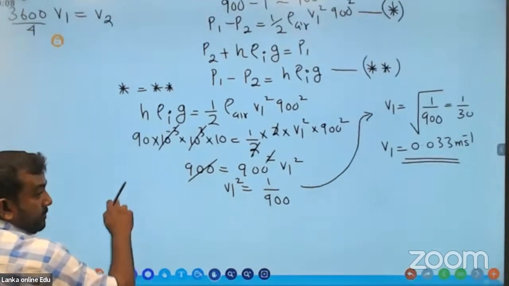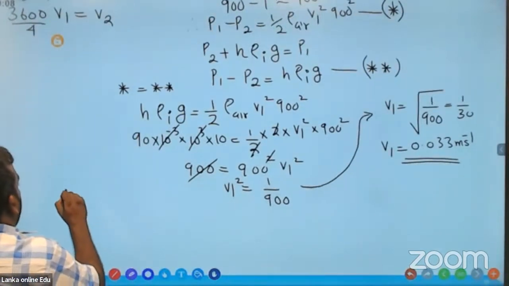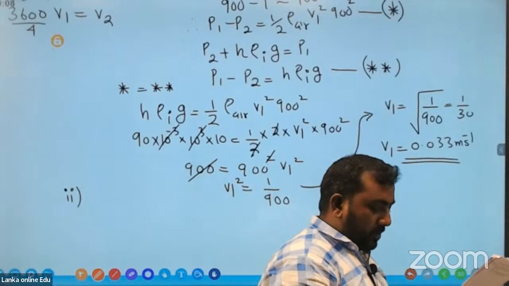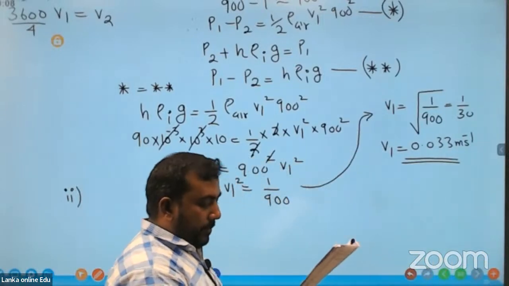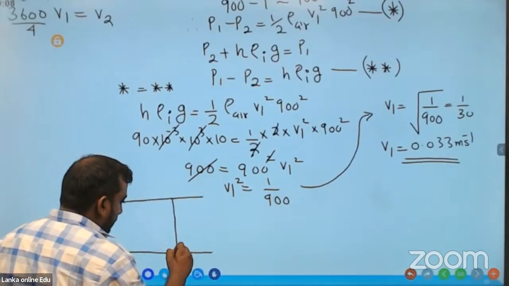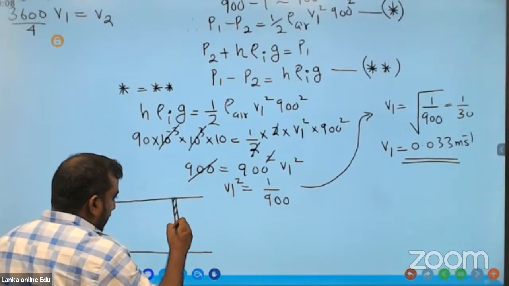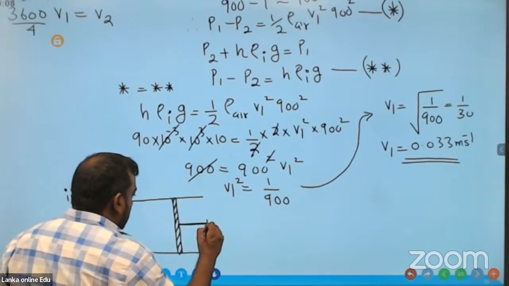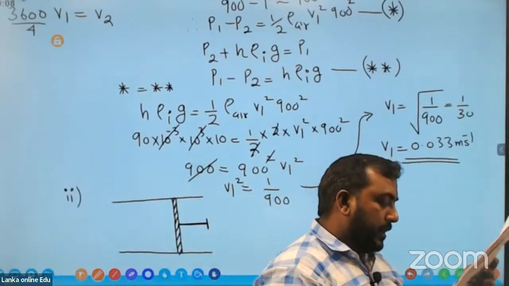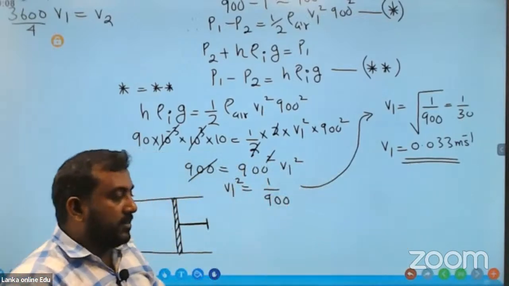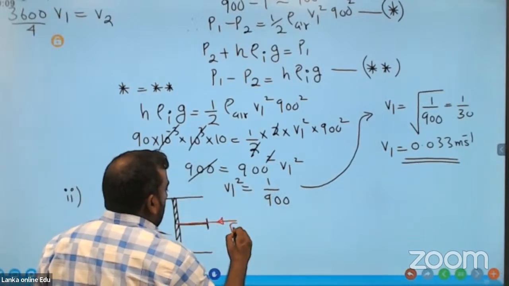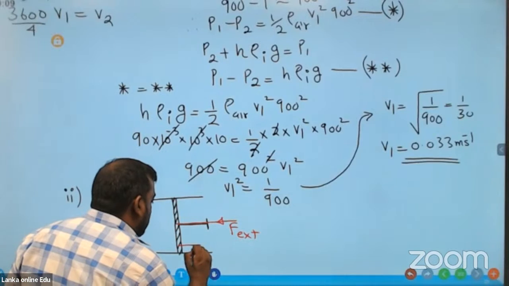Then what are they asking you? If the net resistive force acting on the piston of the pump is 20 Newton. Here you have a piston cylinder arrangement. Determine the force that has to be applied on the piston. So they are asking you to find the external force applied. The resistive force is going to be 20 Newton.